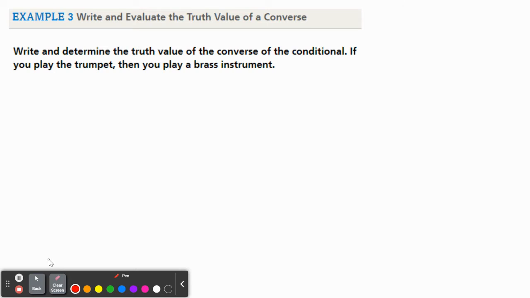So example 3, we're going to write and evaluate the truth value of a converse. It says, determine the truth value of the converse of the conditional statement: if you play the trumpet, then you play a brass instrument. So this is a conditional. Here's the if. So you play a trumpet is our hypothesis. Then you play a brass instrument is the conclusion.